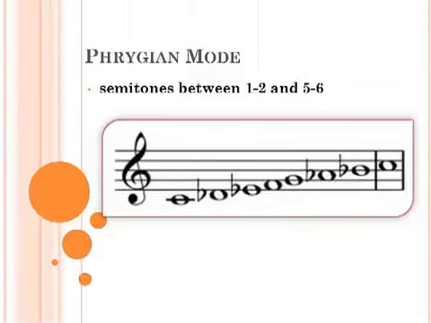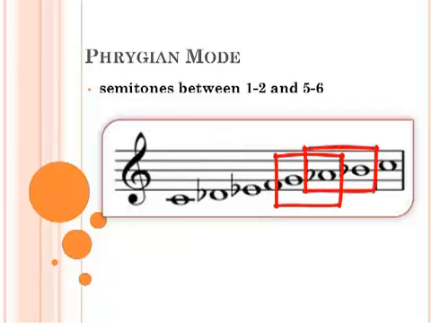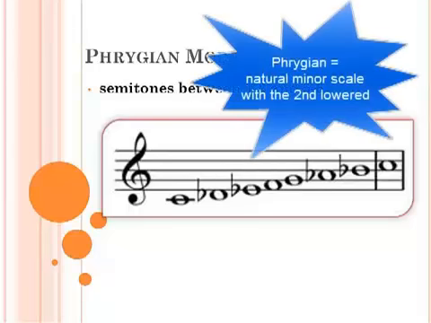Here is the C Phrygian mode. We see a semitone between 1 and 2, which is why we need a D flat. We need a tone from the second to the third degree, which is why we need an E flat. A semitone between 5 and 6, which is why the A is flat, and a tone from A flat to B flat. Notice how it's similar to C natural minor scale with that second note lowered. This is what the C Phrygian mode sounds like.